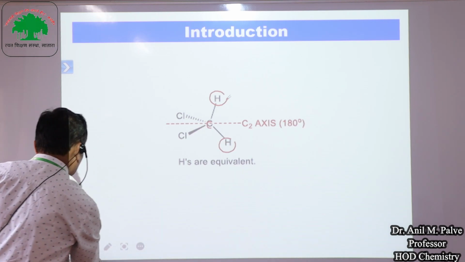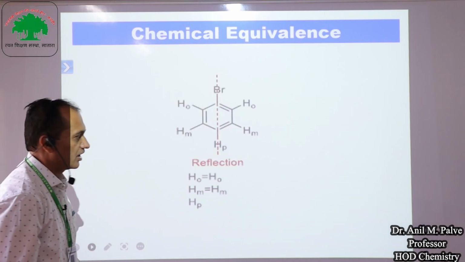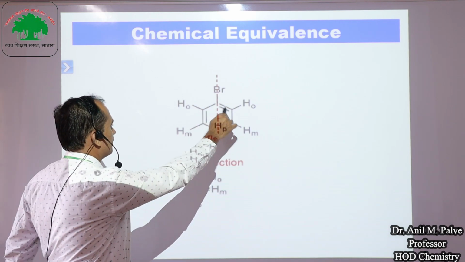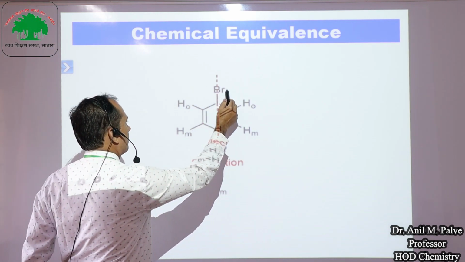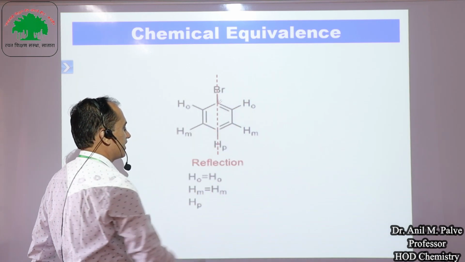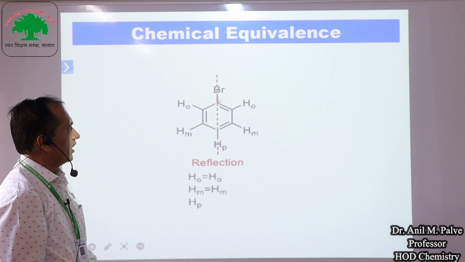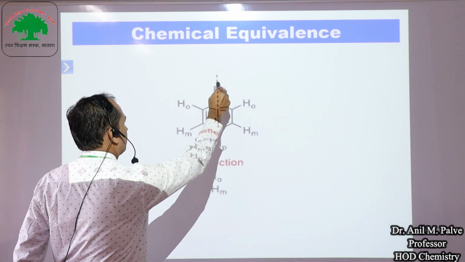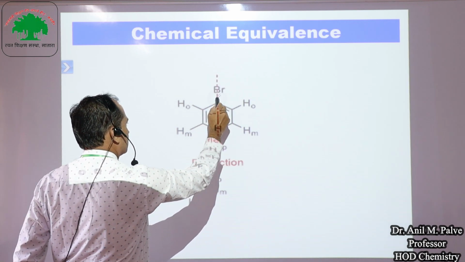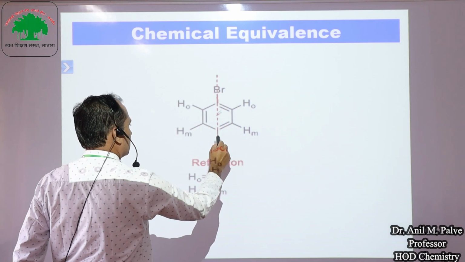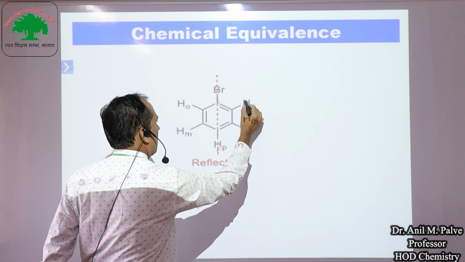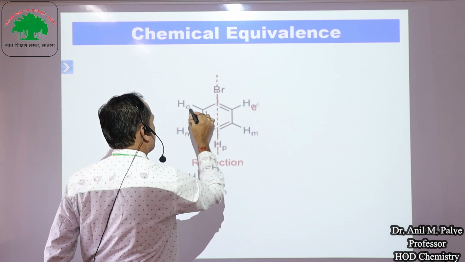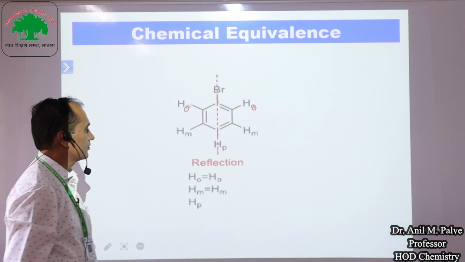So let us take another example. Now here you can see that this is benzene, and on benzene a bromine substituent is present. Now with respect to this molecule, if I draw this line like that, you will notice that this is the ortho hydrogen, this is also an ortho hydrogen.